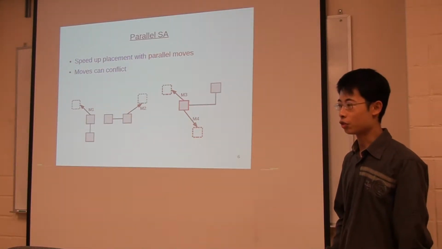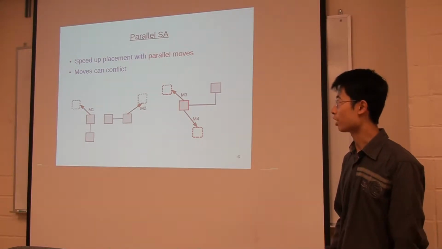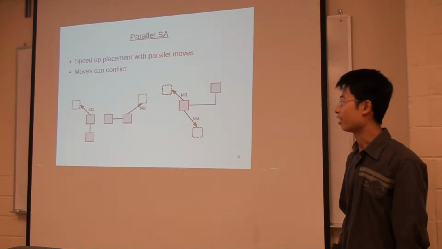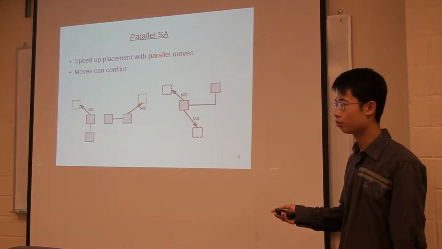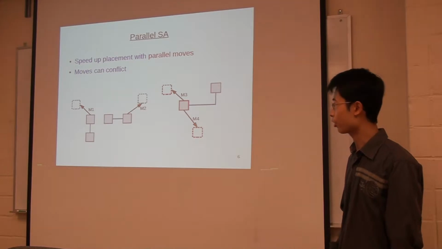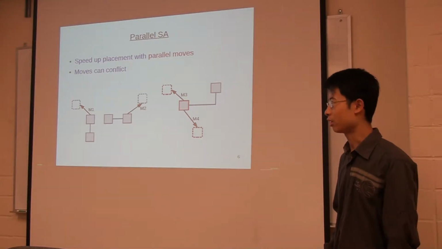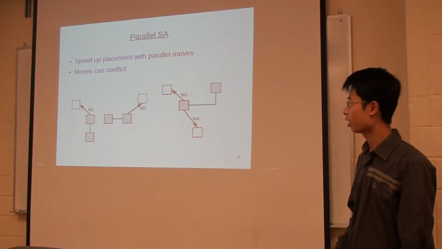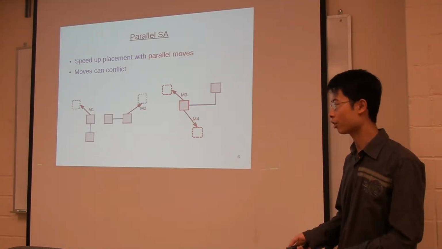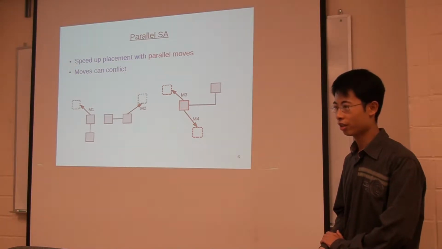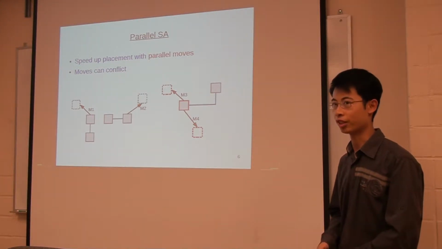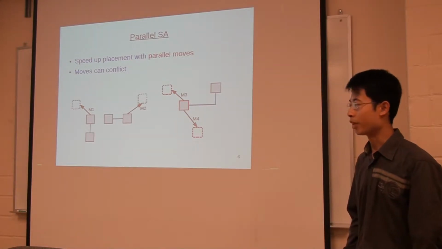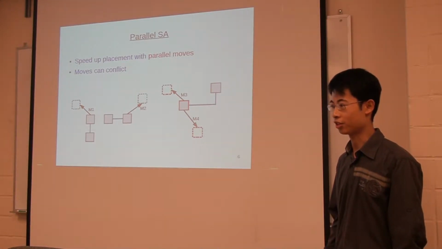A natural way to parallelize these moves is to have them evaluate in parallel on multiple threads. In this example, moves 1 and 2, because they don't affect the same parts of the circuit, don't conflict. So they can safely evaluate in parallel. But in the example of moves 3 and 4, which try to move the same block to different locations, they have a conflict. And we can't accept results from conflicting moves, or we can end up with an illegal placement. So parallel placers have to deal with conflicts in some way.